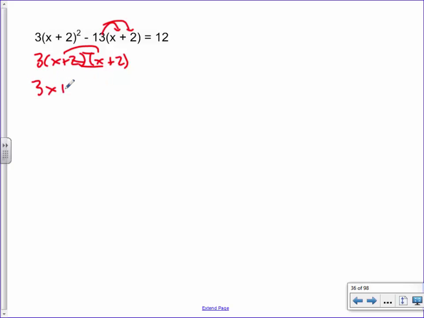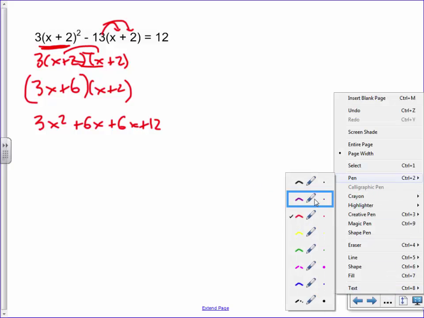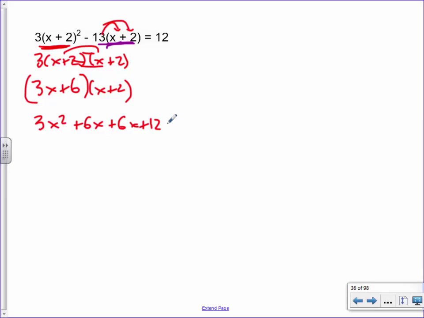So I'm going to go like 3x plus 6 next to x plus 2. It'll be 3x squared plus 6x plus another 6x plus 12. So that's all the stuff in red I just did. In purple, if I FOIL it out some more, you'll get minus 13x minus 26. I went through that fast, eh? Yeah. I need you guys to have that skill.